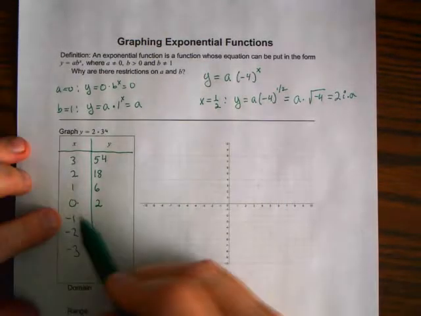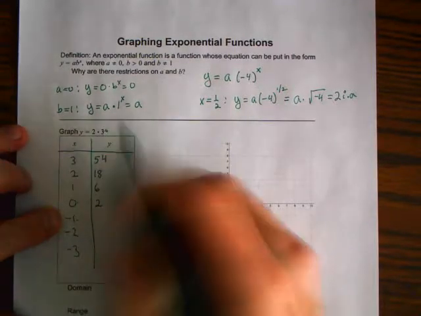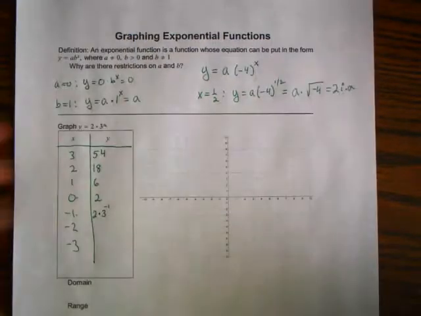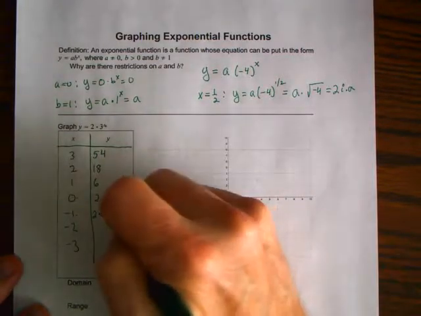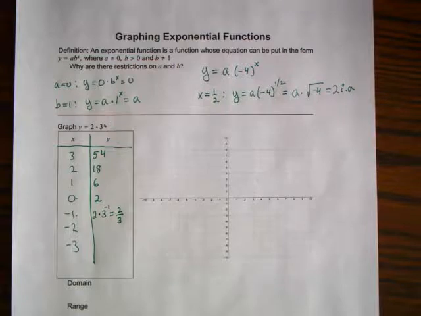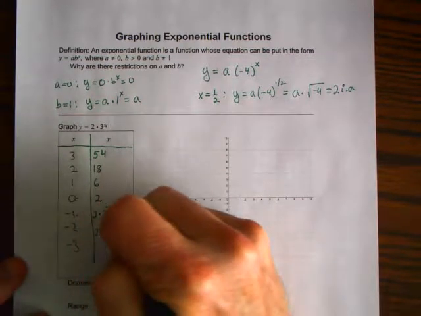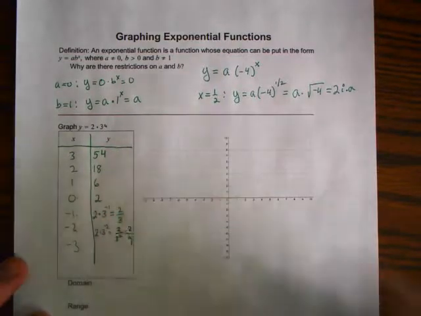All right, now let's plug in these negative numbers. When I plug in negative 1, I get 3 to the negative 1. I'm going to write this one down. 2 times 3 to the negative 1. Negative exponents, remember, do not give negative answers. Rather, they make fractions. 3 to the negative 1 is a 3 down on bottom, so that's 2/3. Plug in negative 2, I get 2 times 3 to the negative 2. That's 2 over 3 squared, which is 2/9.